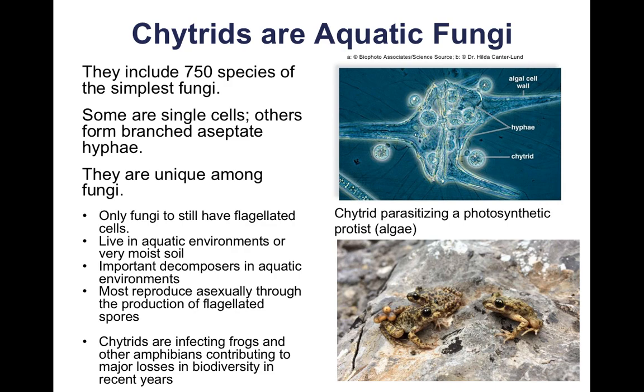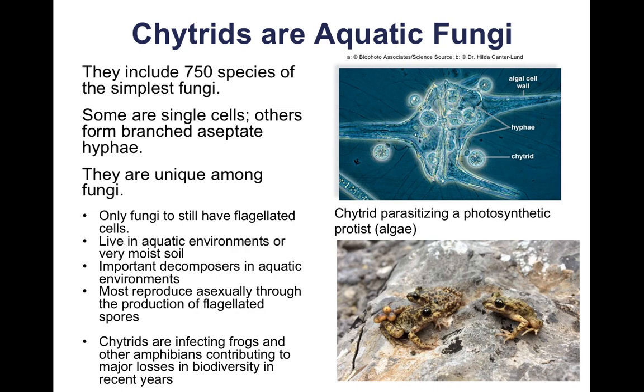Okay, the next group are the chytrids, and this is an interesting group of aquatic fungi. So there's about 750 species of this fungi. Some are single-celled, but most of them are multicellular, and they have branched hyphae. And they're unique from the other fungi for a few reasons. One is that they still have flagellated cells. So they have flagella. They live in aquatic environments or very, very moist soil. So they require moist environments. And they live in aquatic environments where they are important decomposers of the ecosystem.